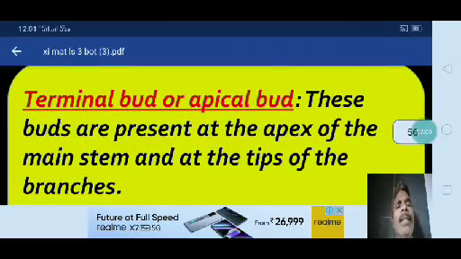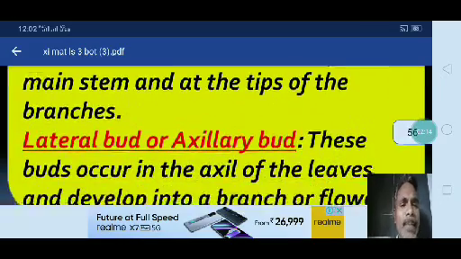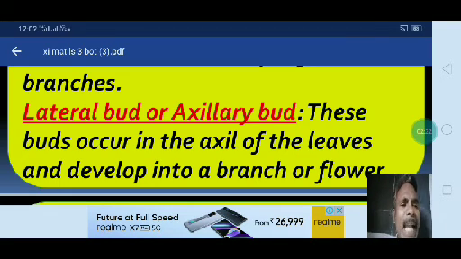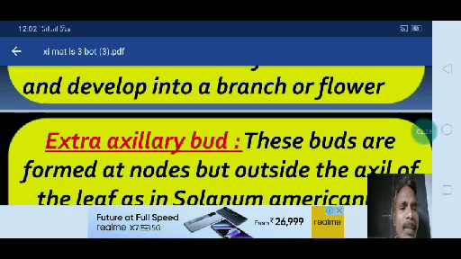First one is the terminal bud or apical bud. What do you mean by terminal? The edge, the topmost region. These buds are present on the apex of the main stem and at the tips of the branches. These are called terminal or apical buds. The next one is lateral buds. Lateral buds are produced in the nodal region. These buds occur in the axil of the leaves and develop into a branch or flower. These are called lateral buds.